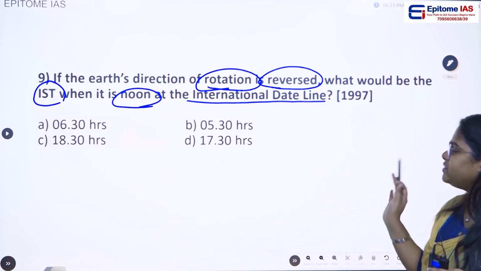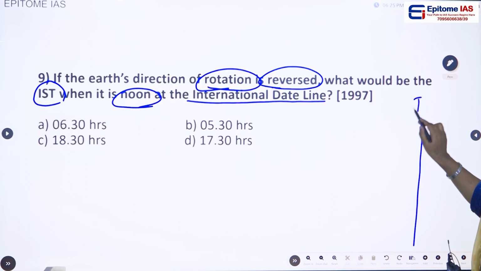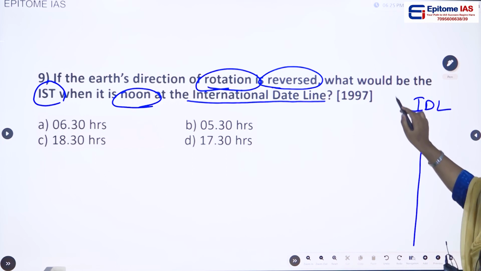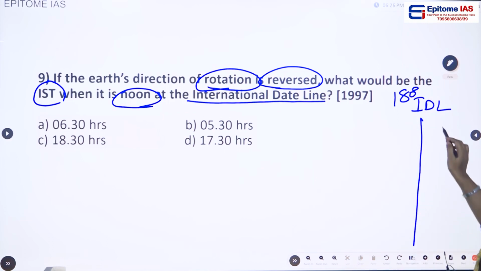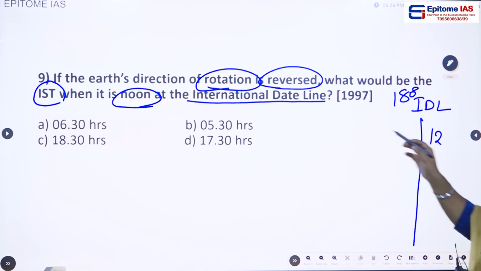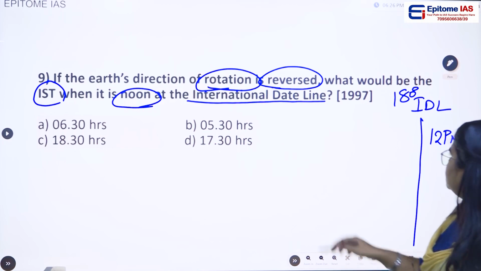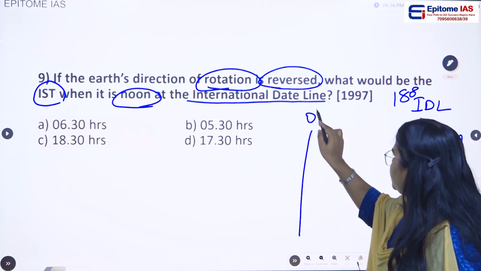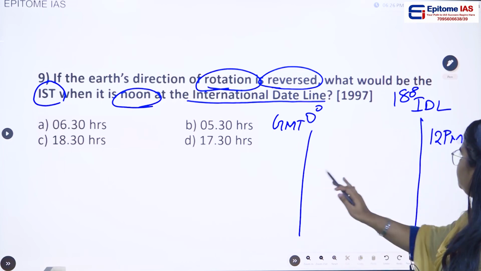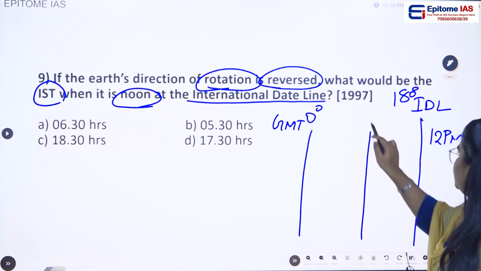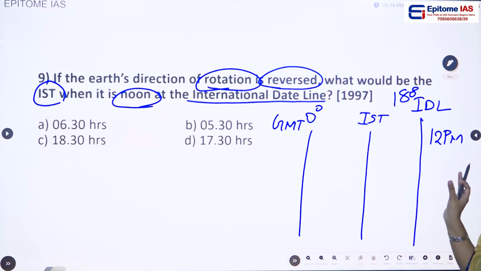So what is the given information? Let us first see that in the international dateline, let's say this line is the international dateline, that is the 180 degree meridian. This particular international dateline has 12 noon, 12 p.m. The time is 12 p.m. And there is another line, we know that is the zero meridian. We call it GMT, Greenwich Mean Time. And somewhere in between, we have the Indian Standard Time, IST. Okay, this we know, basic.